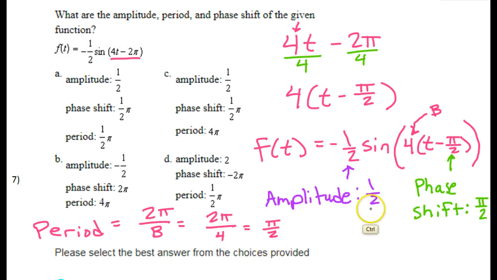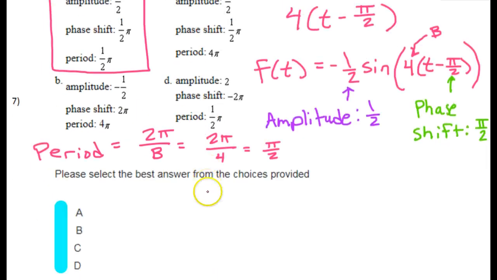So we're looking for 1/2, pi over 2, and pi over 2. I see the 1/2. 1/2 pi is the same thing as pi over 2, and another pi over 2. So it looks like we found our answer right away. The answer should be A.